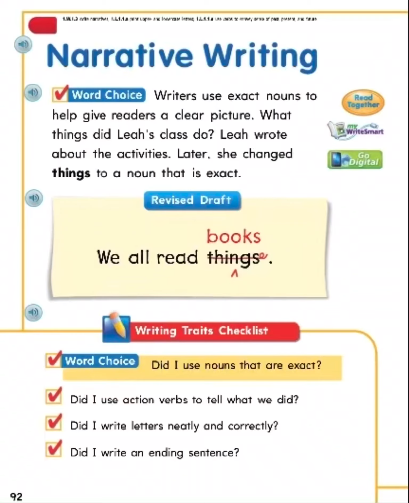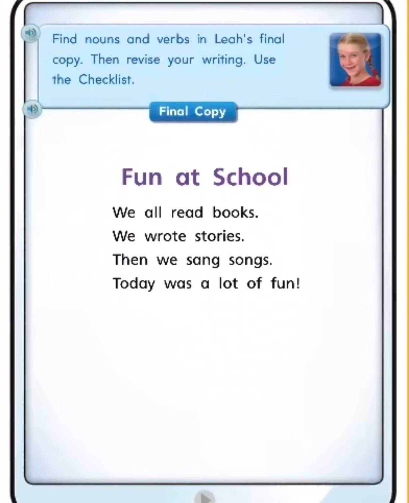Writing traits checklist. Did I use nouns that are exact? Did I use action verbs to tell what we did? Did I write letters neatly and correctly? Did I write an ending sentence? Find nouns and verbs in Leah's final copy. Then revise your writing. Use the checklist.